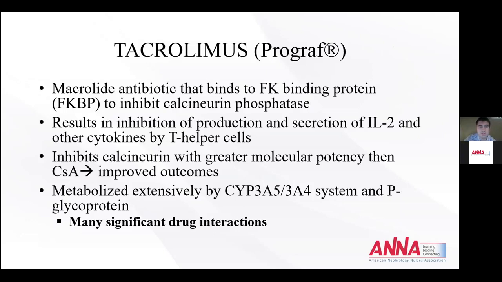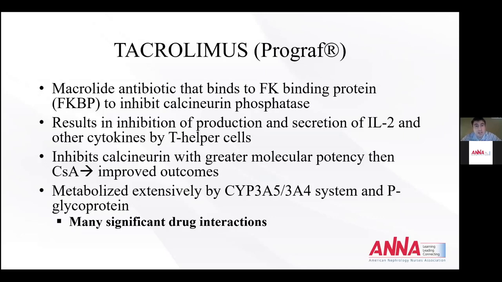So tacrolimus is a macrolide. It's actually a macrolide antibiotic that binds to FK binding protein to inhibit the calcineurin phosphatase, and you saw it inside the cell. Calcineurin then helps the proliferation. So what tacrolimus does is it results in the inhibition of the production and secretion of interleukin-2 and other cytokines inside that T helper or CD4 cell.